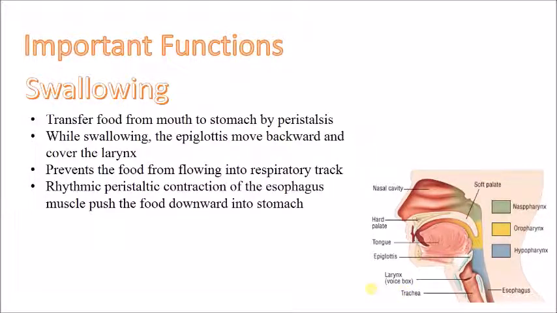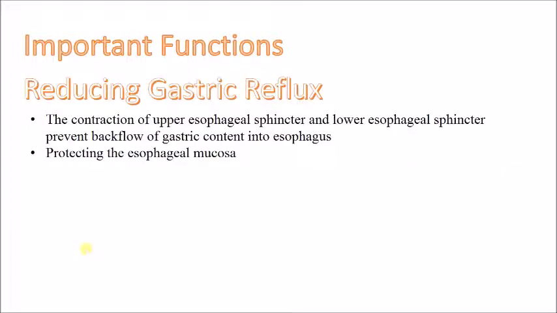A rhythmic peristaltic contraction of the esophageal muscles will push the food downward into the stomach for digestion. Another important function is to reduce gastric reflux. The contraction of the upper esophageal sphincter and the lower esophageal sphincter, LES, will prevent the backflow of gastric content into the esophagus, as the acid content may hurt the esophagus.